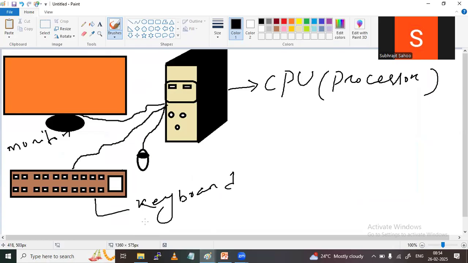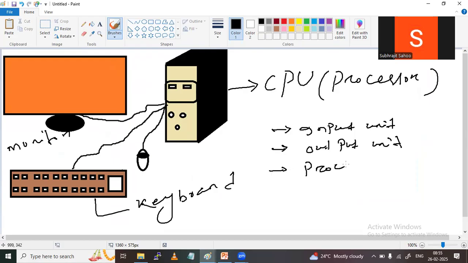Generally, the components are divided into three parts. What are those three parts? The first one is the input unit, the second one is the output unit, and the third one is the processing unit, right? This processing unit again consists of three sections, which we will discuss later. First, the input unit.